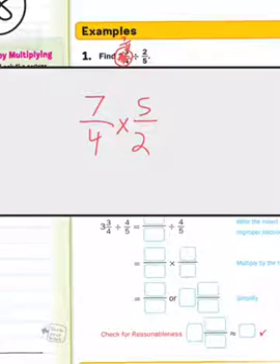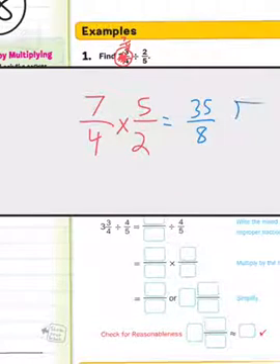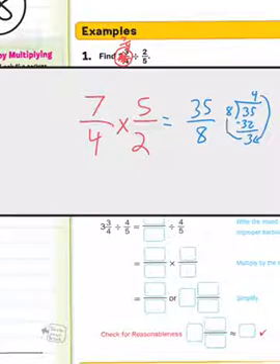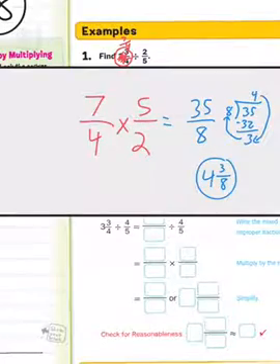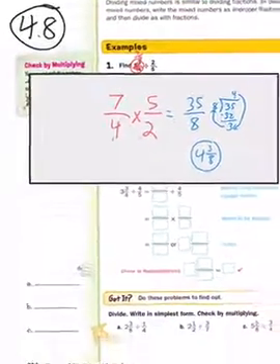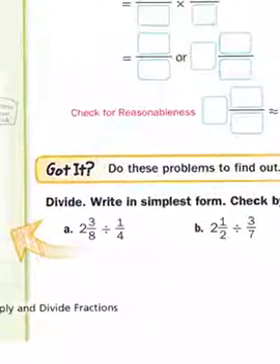Now I'm looking for some bow tie reducing, and I notice there isn't any because 7 and 2 don't reduce, 5 and 4 don't reduce. So I'm going to multiply. I get 35 over 8, and since it's improper, I'm going to divide. 35 divided by 8 is 4, and 4 and 3/8 is your final answer. Okay, so pretty much what we've been doing, just make sure your mixed numbers are improper fractions.